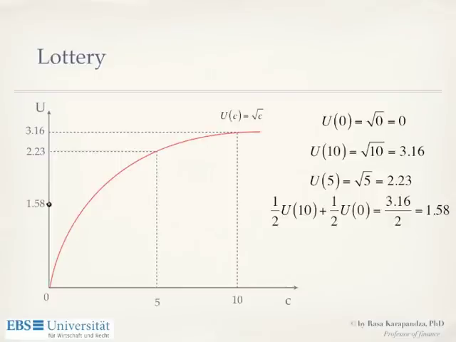So this concave utility function tells us we prefer 5 for sure over 10 with probability 1/2 and 0 with probability 1/2. But note that this also implies some very important concepts.